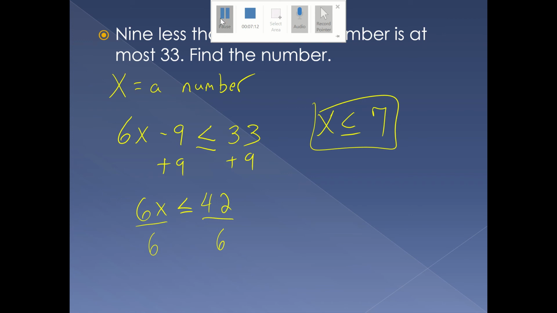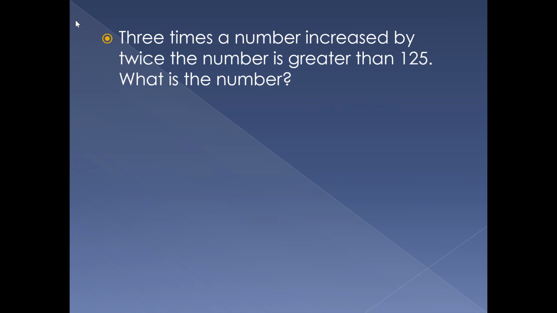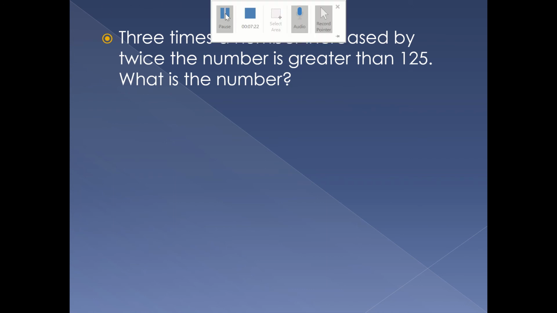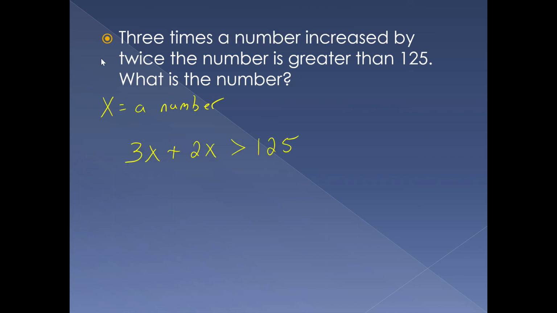All right. If you haven't tried this one out, go ahead and do it. 3 times the number increased by twice the number is greater than 125. What is the number? Pause the video now. Okay, so x is going to represent a number. 3 times a number, that'd be 3x, increased by, that means we're adding, twice the number, 2 times x, is greater than 125.